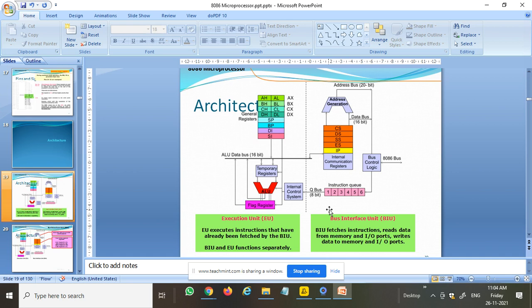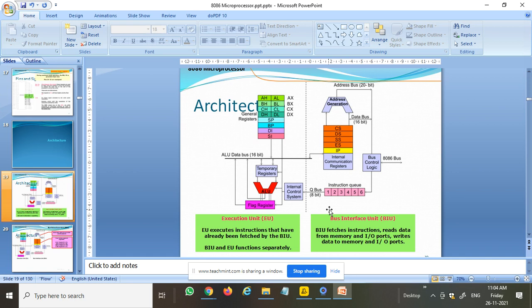One unit fetches the data, another unit executes the data. But in 8085, the fetching and execution happen in serial processing, while in 8086, it processes data in parallel processing mode.